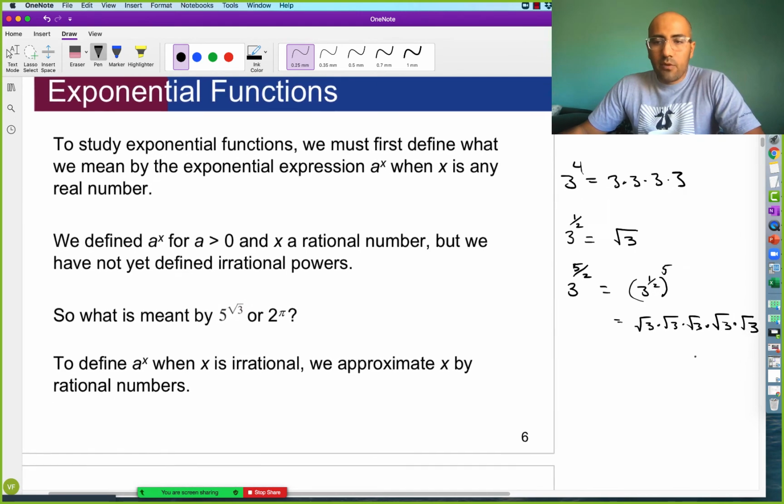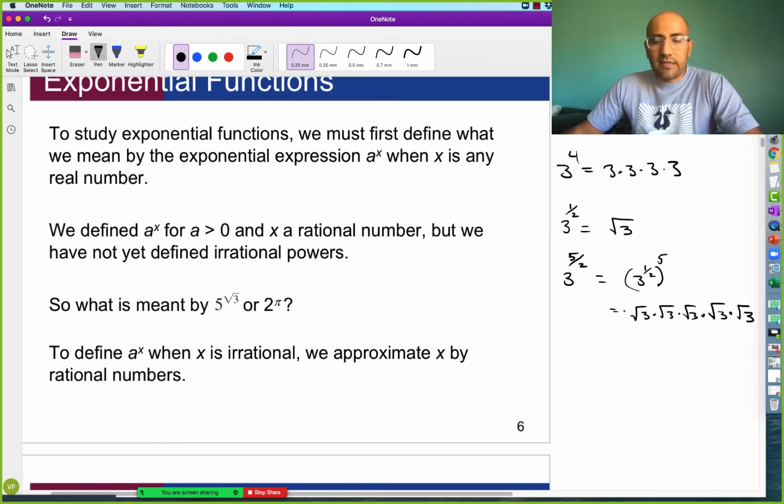But how do we get an actual number out of this, other than using technology to get a value? Well, what we want to think about is approximating it so that it gets close to a rational value. If we want to figure out what 5 to the power of root 3 is, how do we put an irrational number in the exponent? What does this mean? 5 multiplied by itself root 3 times? That doesn't seem to make sense. Or 2 multiplied by itself pi times? Again, that doesn't quite make sense.